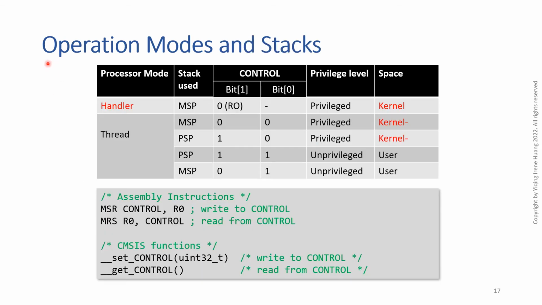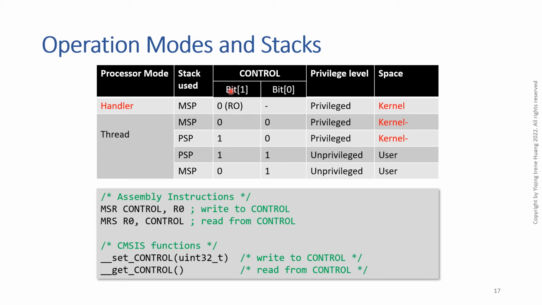The control register decides the operation modes and the stack usage while we're inside the thread mode. While we're in handler mode, there's nothing to set. The processor will bring us to use the main SP and at privileged level. In thread mode, depending on the setting of the control register, bit 0 is to set privileged level. So if it is 0, it is privileged. And if it is 1, it is unprivileged.